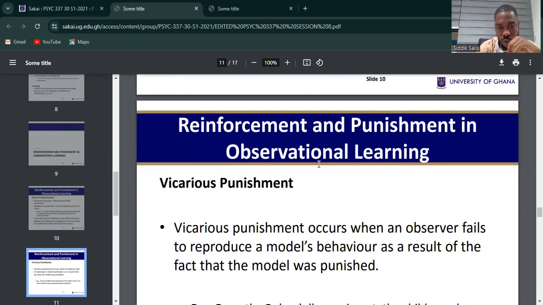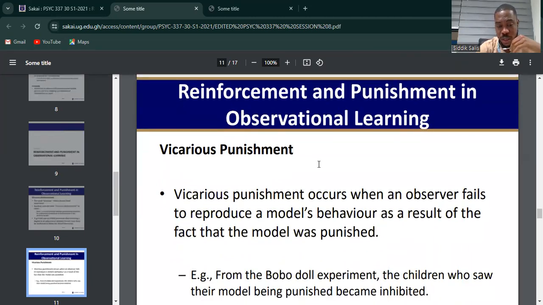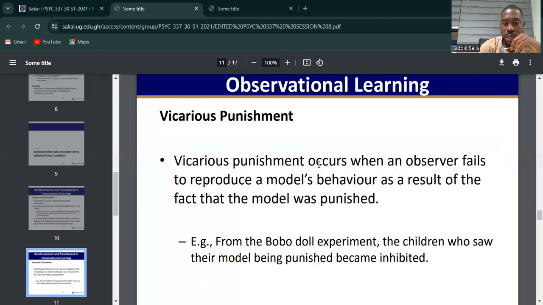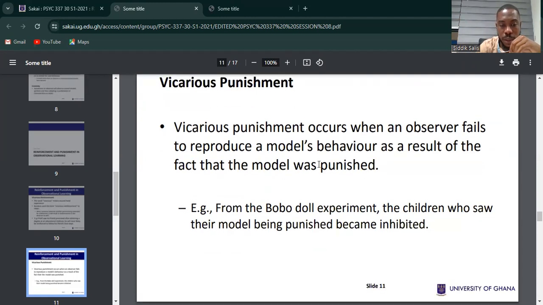Like I said, we also have vicarious punishment. When your model is being punished, then you will inhibit that behavior. Like I made an example with the person following the convoy and all that. Okay.